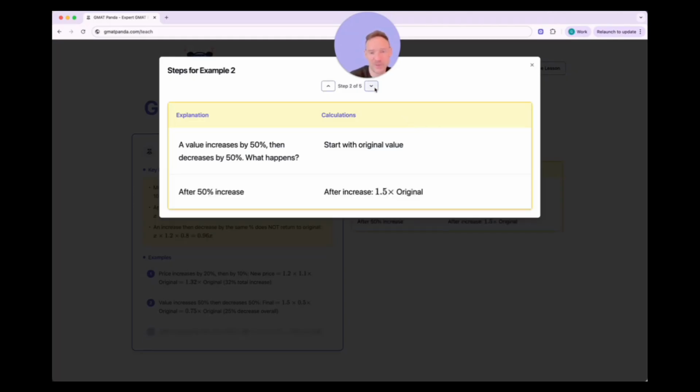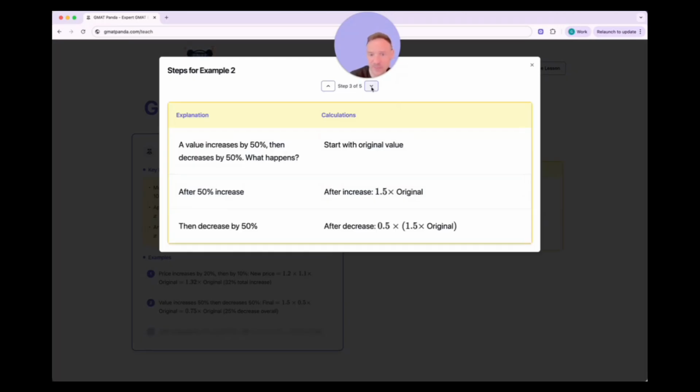So let's think about this in steps. So we first apply the 50% increase. So what that means is that we're going to do 1.5 times the original amount. Now, afterwards, we want to decrease that by 50%. So what do we do? Well, we take that new amount, which is 1.5 times the original amount, and we multiply that by 0.5. Remember, a 50% decrease is like doing 1 minus 0.5, so that's the same as 0.5.